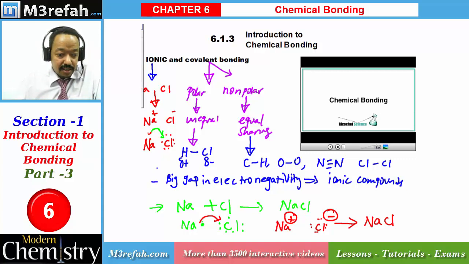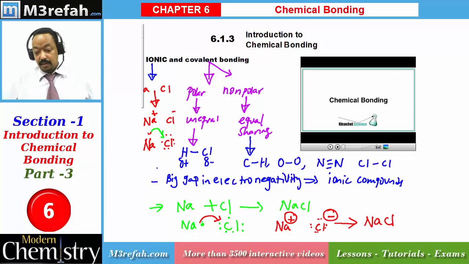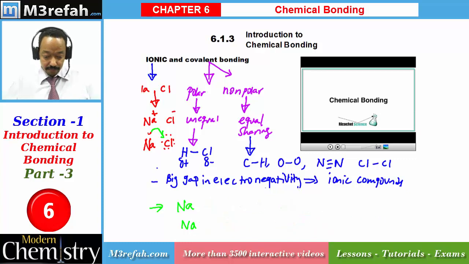This strong electrostatic attraction of electron causes this molecule to be an ionic compound. So let's see the next move, how ionic compounds are formed.